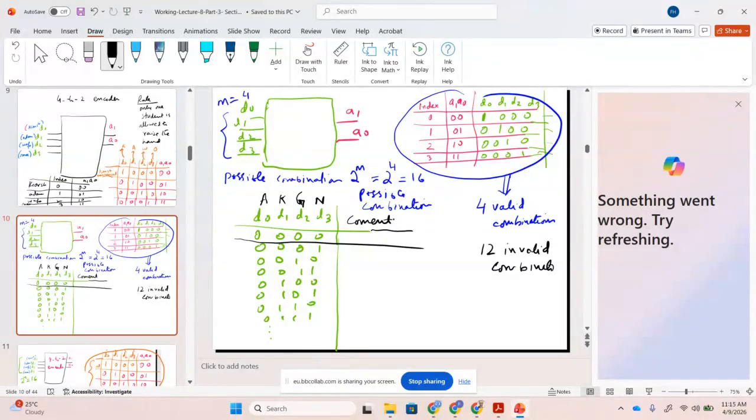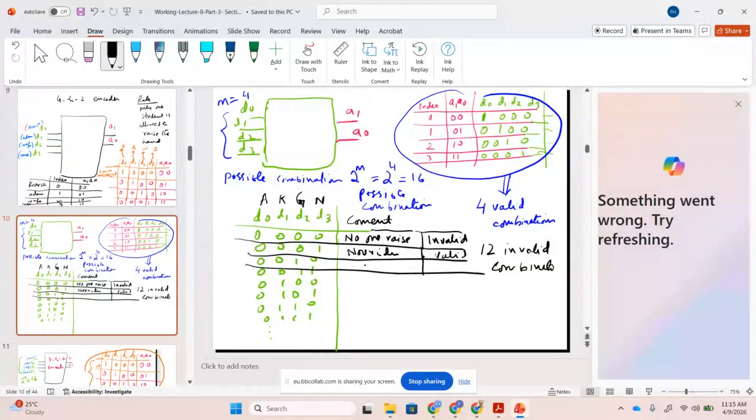So basically, if we say 0 0 0 0, it means no one raised his hand. Valid or invalid? Can anyone tell me? Invalid. Very good. Then the second combination, can you tell me? Who raised hand? Nuruddin raises hand. And valid or invalid? Valid. The second one. Ghala raised her hand. And valid or invalid? Valid.